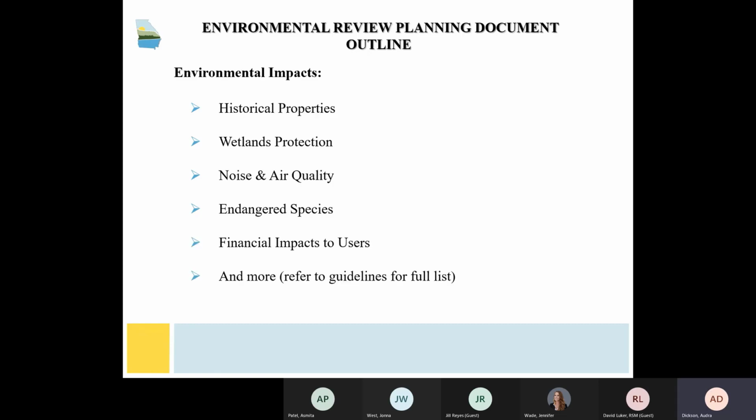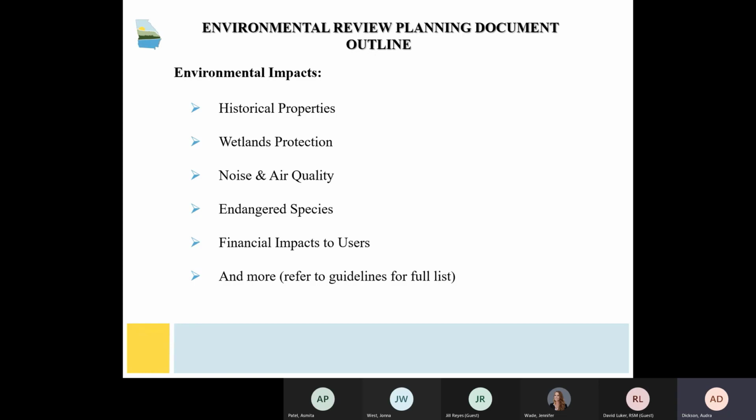Some of the most common environmental impacts are listed on this slide. The others can be found in EPD's planning document guidance that is on our website. So direct and indirect impacts should be described for each category, evaluating whether the impact results immediately from the action of construction or whether it is the result of the project implementation and the relative severity of the impact.